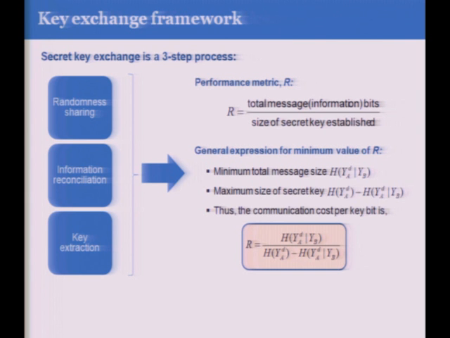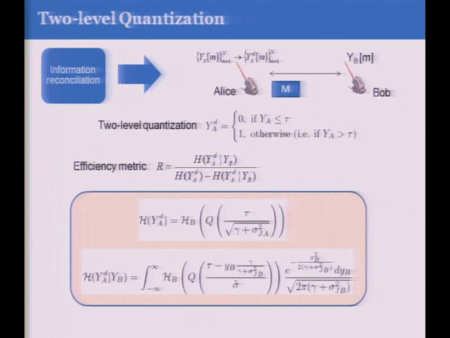So what I'm going to do now is get more analysis of this whole term to get some more insights about how it connects to the physical parameters of the system. Let me start with the following simple setup, where randomness sharing has happened. Alice and Bob have exchanged this unit symbol and got those YA and YB streams. Now for information reconciliation, Alice uses a simple two-level quantization scheme.